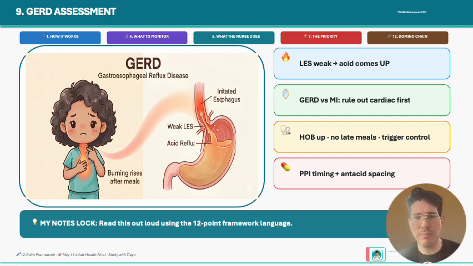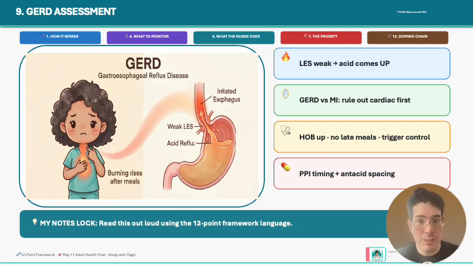So the pain is usually burning or sour. It often happens 30 to 60 minutes after meals. It gets worse when the patient lies flat or bends over because gravity is no longer helping keep acid down. It may improve with antacids, sitting upright or avoiding the trigger food, right? But other clues include regurgitation, sour or bitter taste, belching, sore throat, hoarseness, right? And the chronic cough at night.